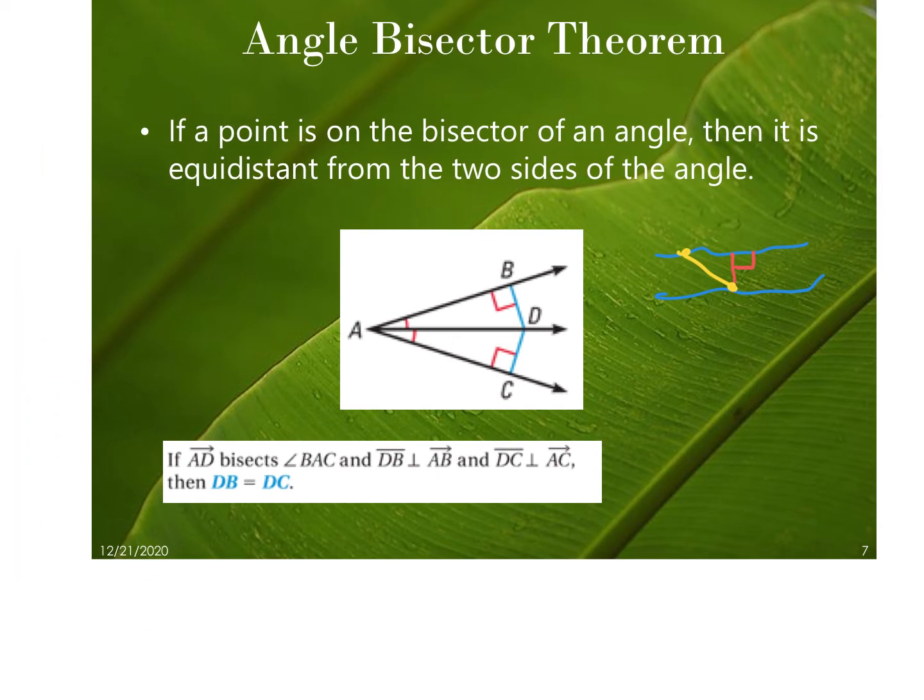Here it states that if AD bisects angle BAC, and DB is perpendicular to AB, and DC is perpendicular to AC, then I know that DB is congruent or equal to DC. So if you have an angle that's been bisected, and we look for the congruency marks, then we know that point D is going to be equidistant to the sides of this angle. Let's go ahead and look at the converse, and then we'll do some examples.